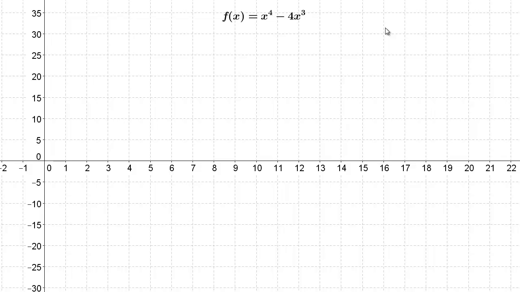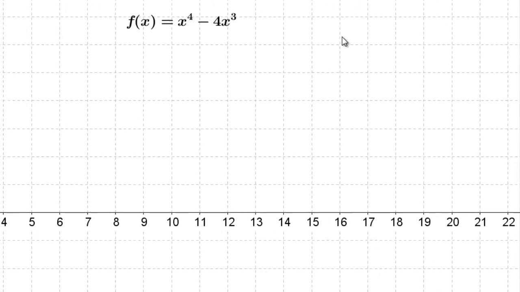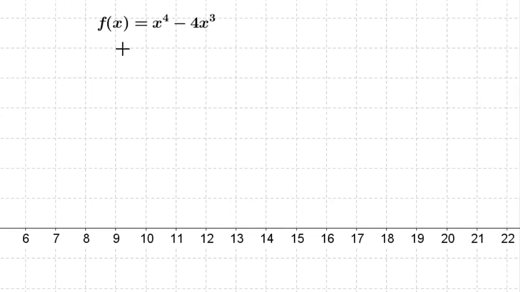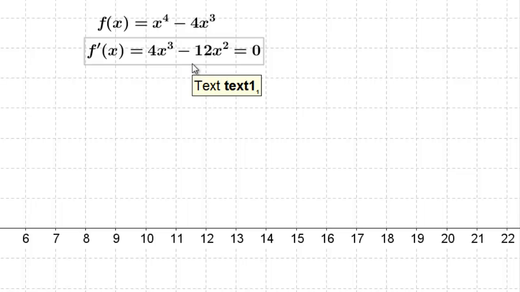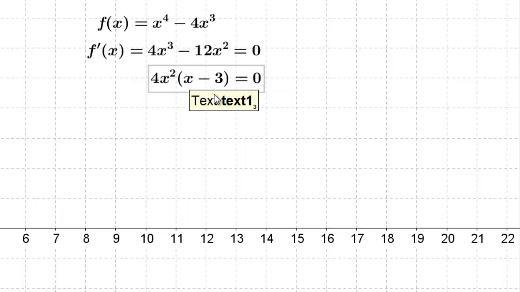So let's put all of this together with an example. f of x equals x to the fourth minus 4x cubed. If we take the first derivative of this, we get f prime of x equals 4x to the third power minus 12x to the second power. We're going to set that equal to 0, and we can factor that.